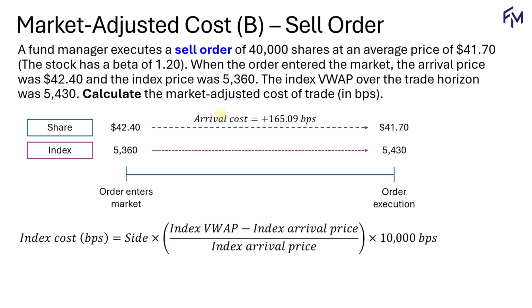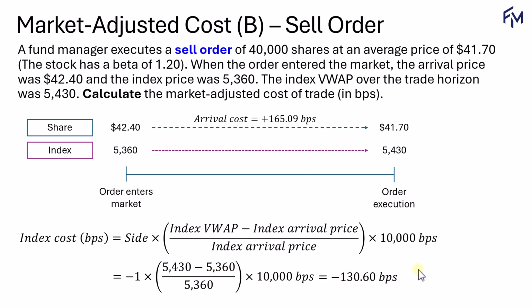Now, over the same period, for the index cost, we will substitute -1 for the side as well because this is a sell order. And we'll take the change in the index value, and then we multiply by 10,000 basis points. We'll get negative 130.6 basis points. So that means over that period, because the market was up, generally the shares should have been sold at a higher price, because the market is in a way trending upwards. But in this case, the share was sold at a lower price.